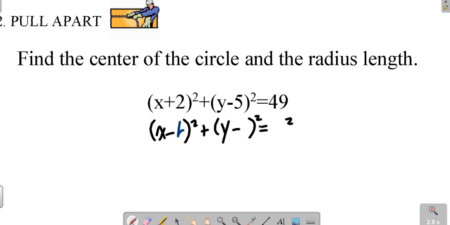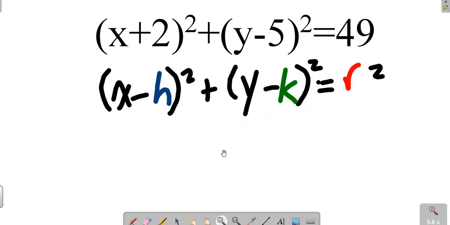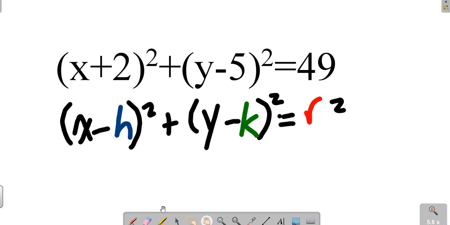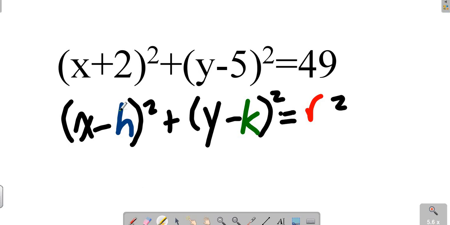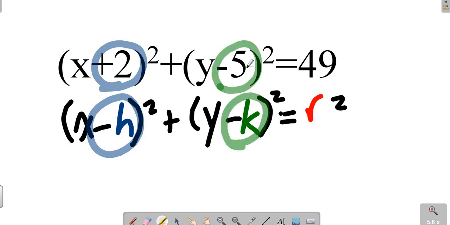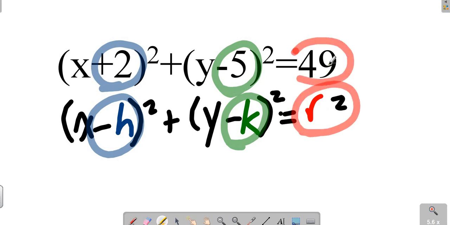It's (x minus h) squared plus (y minus k) squared equals radius squared. Now look very carefully. There's our original h, there's the result. Here's k, there's the result. R squared, there's the result. So we're going to pull out what our h, our k, and our radius is.